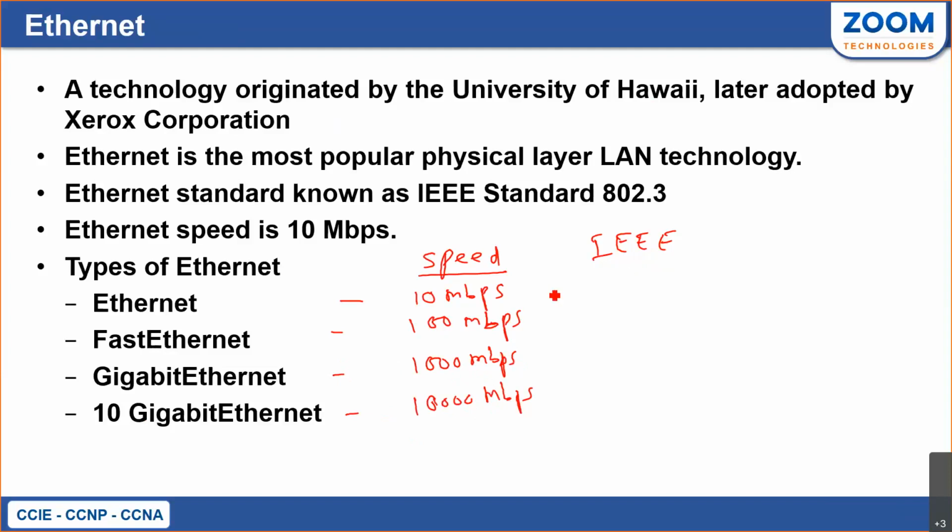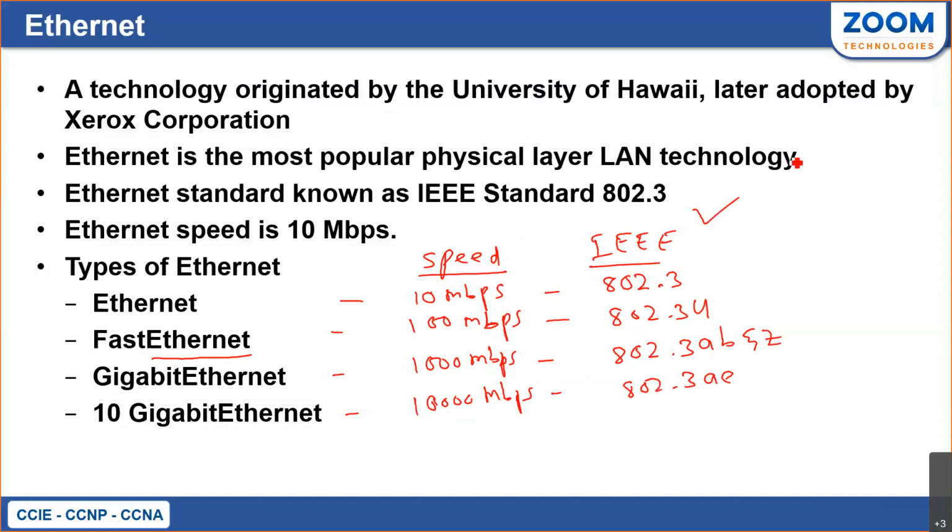IEEE for Ethernet 802.3. What about fast Ethernet? Fast Ethernet is also Ethernet family, right? So this is common, 802.3. The difference is to define the speed, the code is U. Gigabit Ethernet is also Ethernet family, common 802.3. Difference is speed. To define the speed, AB and Z. 10 gig is also Ethernet family, 802.3, AE. These are the standards. Okay.